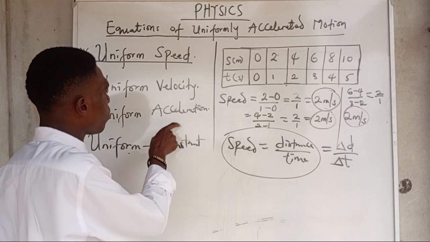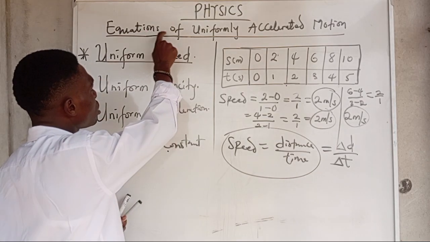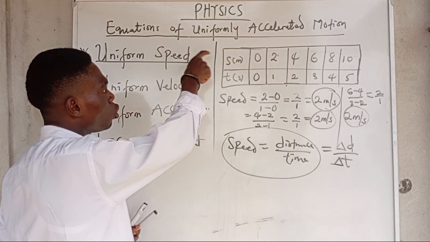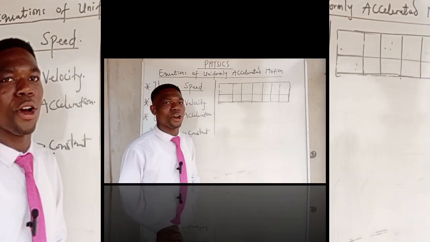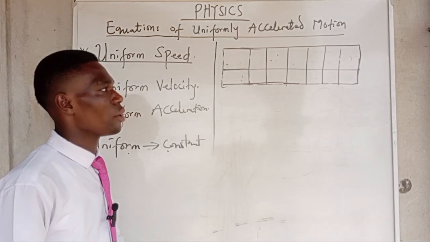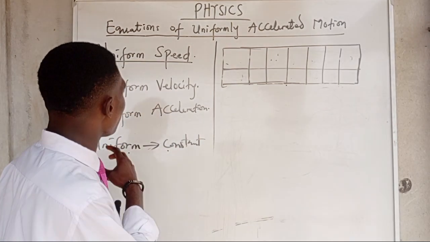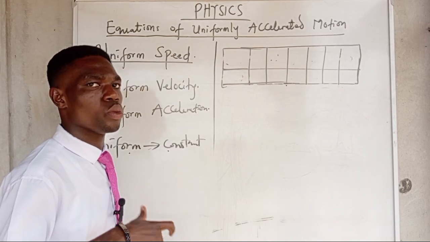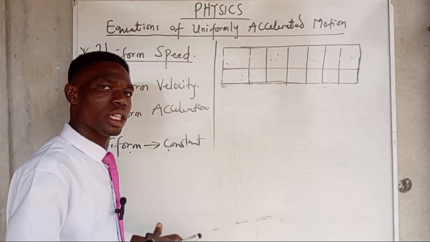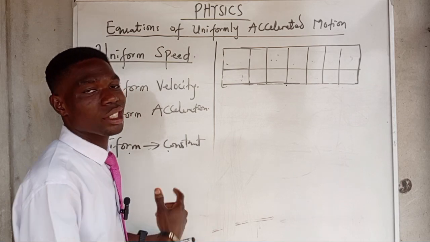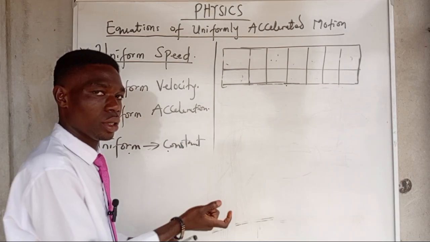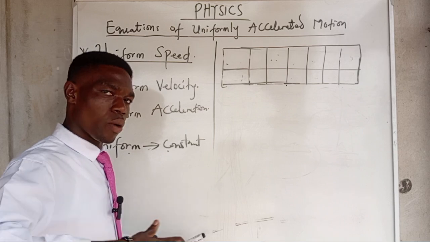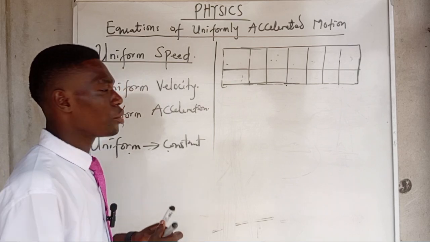Now we're going to be looking at uniform acceleration as well, because this is equations of uniformly accelerated motion. So we need to understand the equations we are using and what we're using them for. All right, now uniform what? Acceleration. So in the same way, a body is said to undergo uniform acceleration if it moves with equal velocities in equal time intervals, no matter how small the time interval may be. That is uniform acceleration. So it's just the same thing.